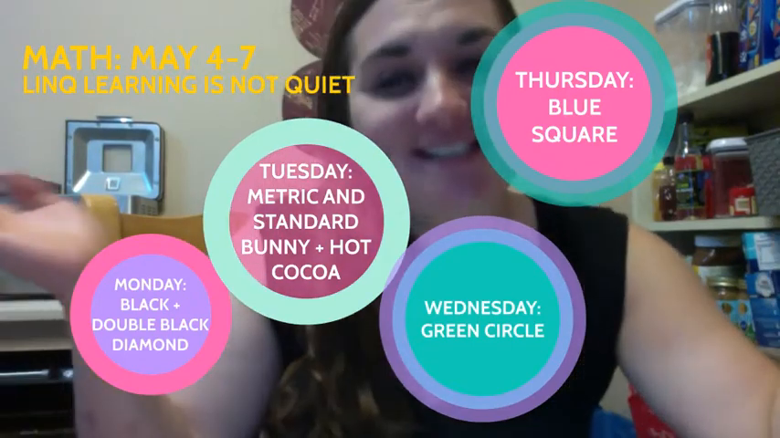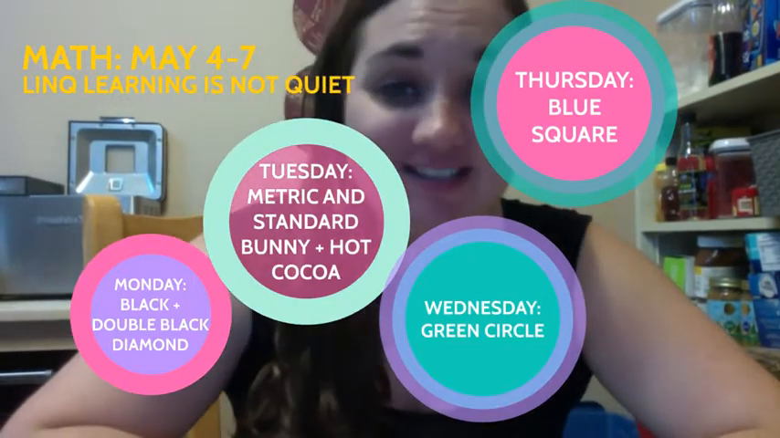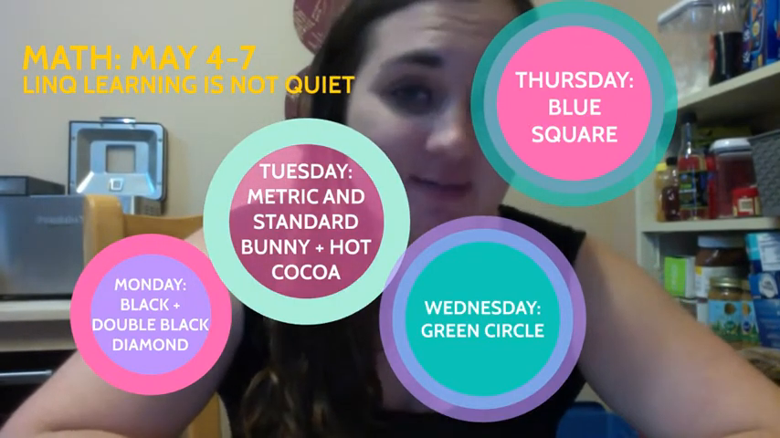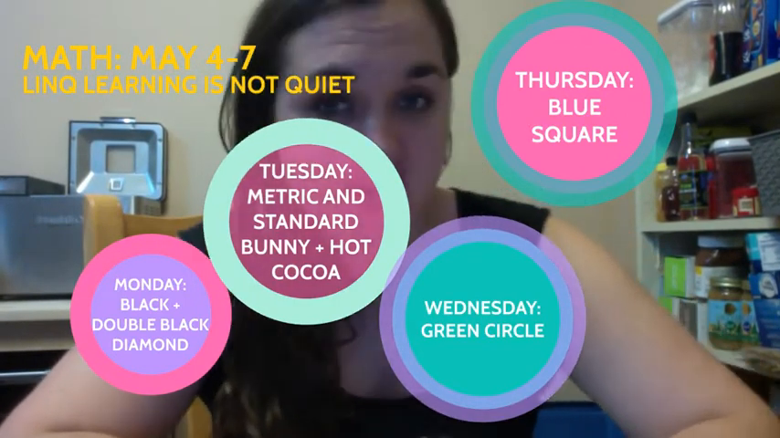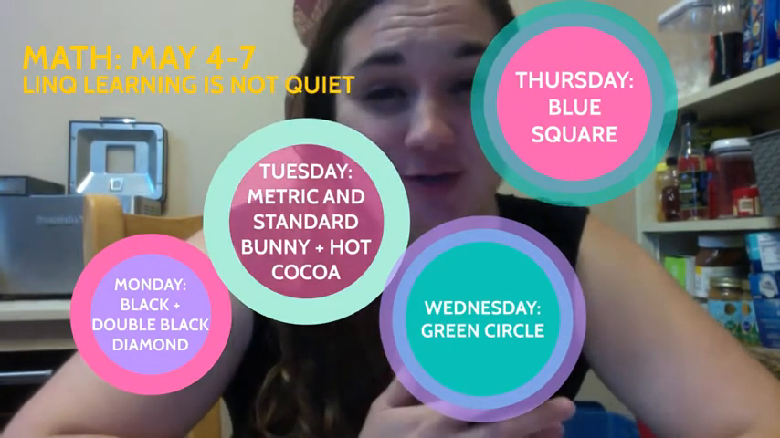Good morning, class. Today is Tuesday, May 5th, and we are working on the metric and standard conversion, which is definitely something you're going to get more into 6th grade. We are only doing the bunny hill and the hot cocoa break because this is a pretty tricky concept.